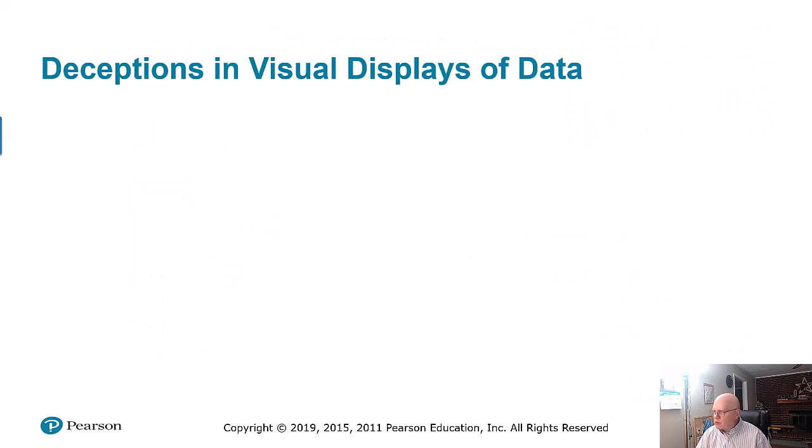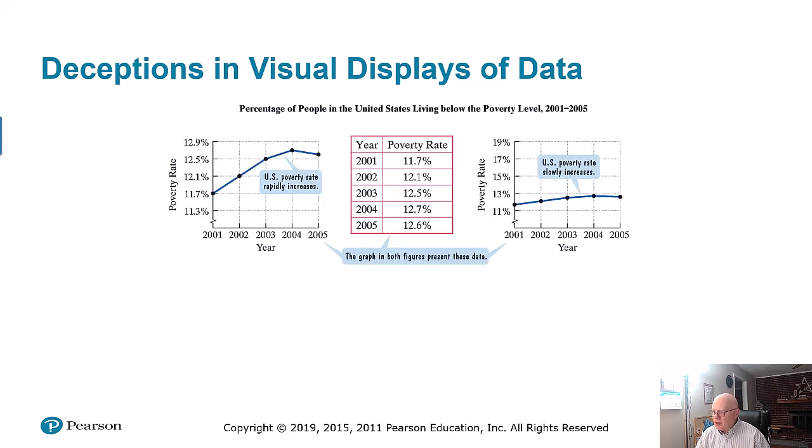And we're getting close to the end here. Deceptions in visual displays of data. How could someone try to deceive you? Well, take a look at these. If you look at this table right here, that's where all of this comes from. If you look at this graph and this graph, they both come from the same data. But look at the graphs. They give an entirely different idea.